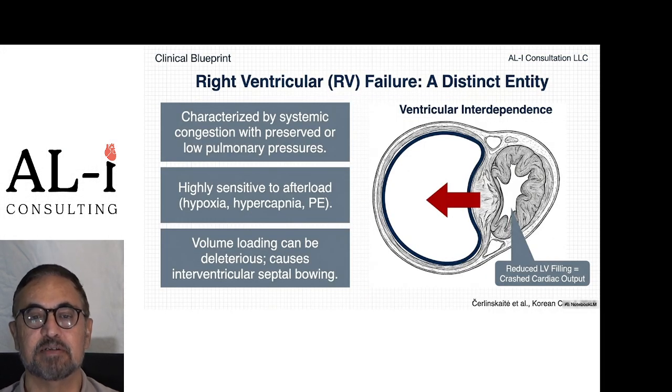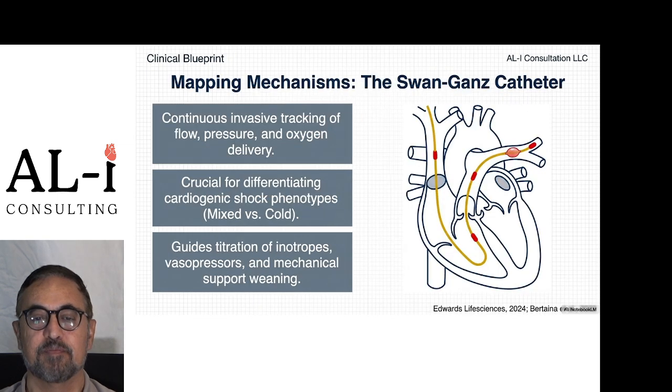Right ventricular failure is a distinct clinical entity. It's characterized by systemic congestion, preserved or low pulmonary pressures. It's highly sensitive to afterload, sensitive to hypoxia, hypercapnia, pulmonary embolism. Volume loading can be deleterious and causes interventricular septal bowing, drop in left ventricular forward flow.